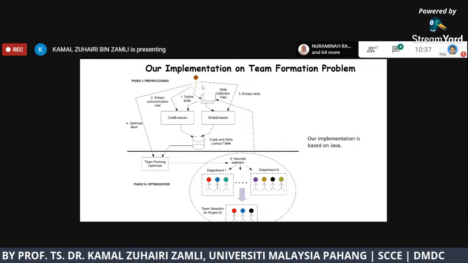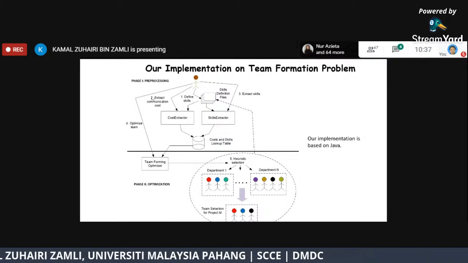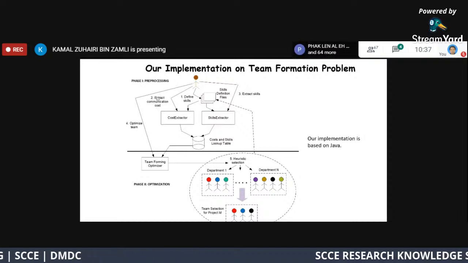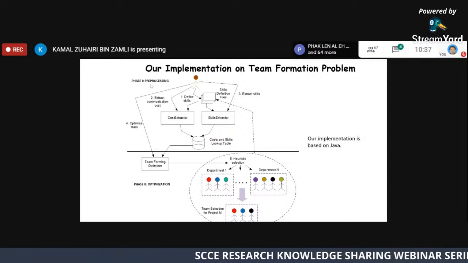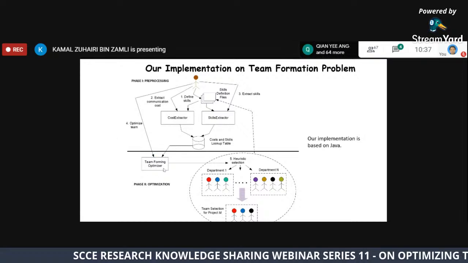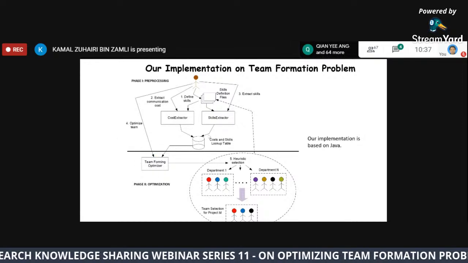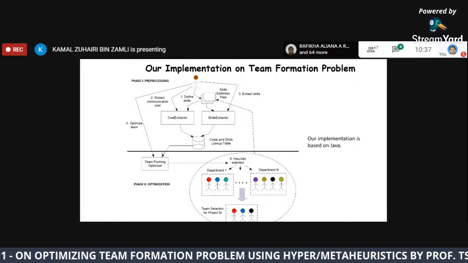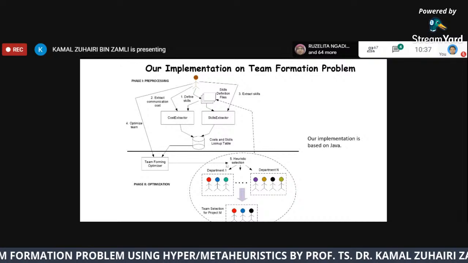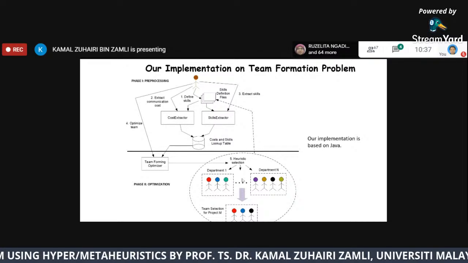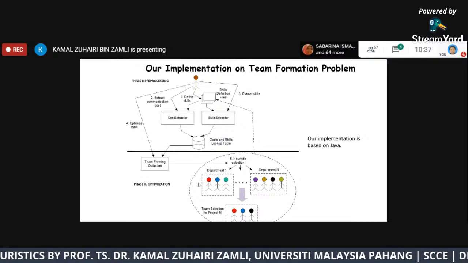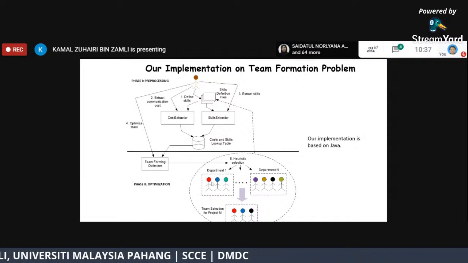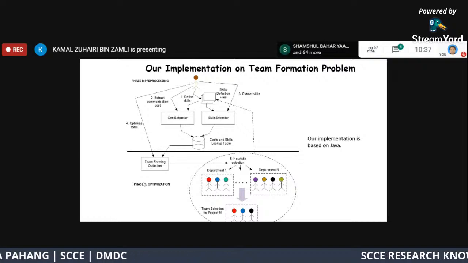So we want to optimize the team because we define the skill, we extract the communication cost, we extract the skill, and then we optimize. This optimizing algorithm will look into the cost and skill extractor from this lookup table, and then use a meta-heuristic algorithm to choose within different teams and to minimize the number of persons or the cost to build a team. So this is the idea that we have.